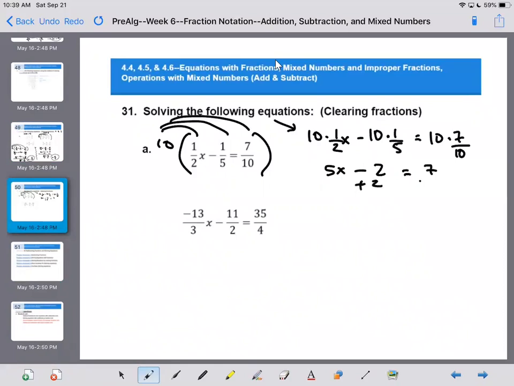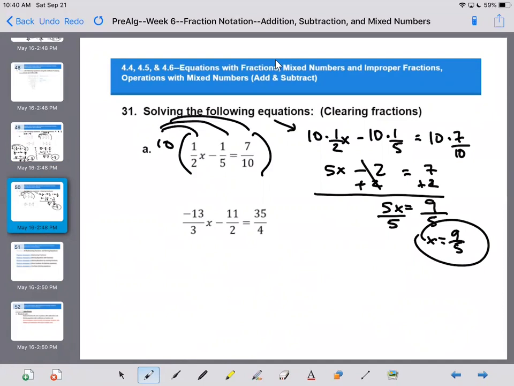Add 2 to both sides. I get 5x is equal to 9. Divide by 5. X is equal to 9/5. And you can leave it as an improper fraction. And then finally here, I see thirds, halves, and fourths. So the LCM would be 12.